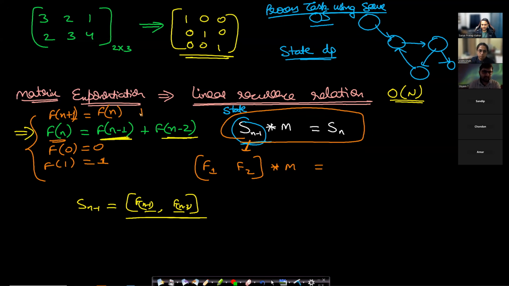F of n plus F of n minus 1, right? So if I have to say that you will go to the next state, what should that state be? Can you guess here? What should be the numbers that I write? F what? And F what? F2 and F of 3. 2 and 3, isn't it? This is the next state.